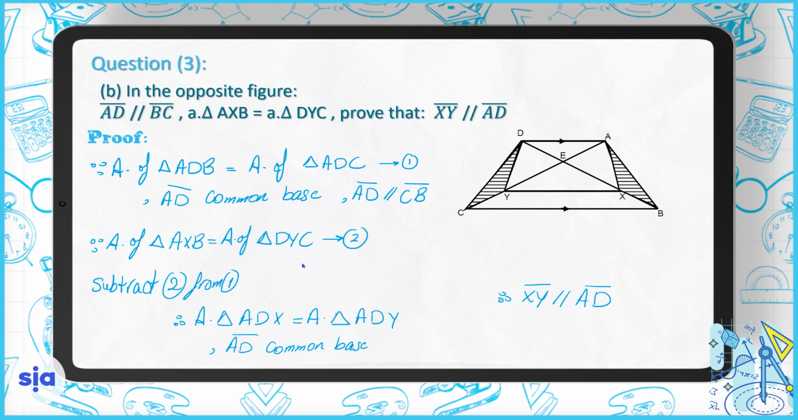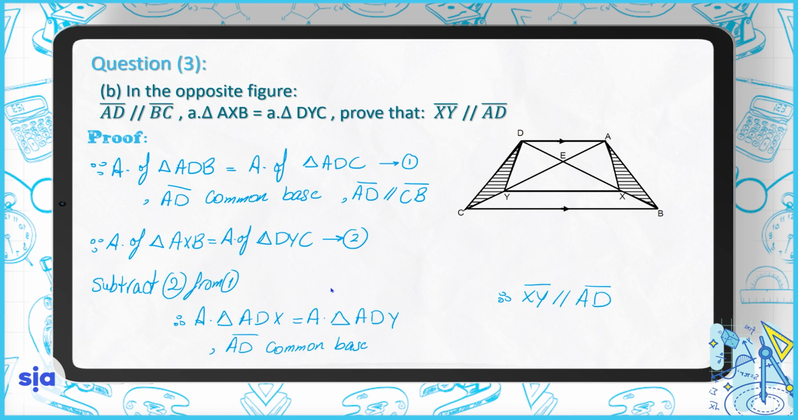Since the area of triangle ADB is equal to the area of triangle ADC, where AD is a common base and AD is parallel to CB, let's call this number 1. And also, since the area of triangle AXB is equal to the area of triangle DYC as given, we're going to call this number 2.